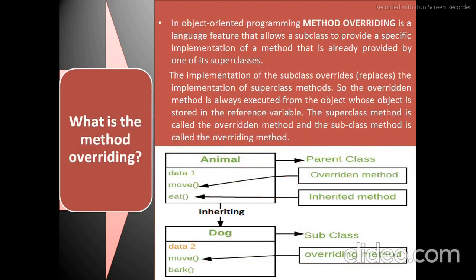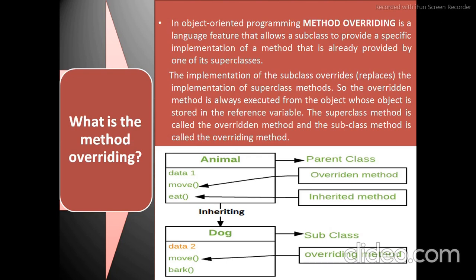Then comes the question, what is method overriding? In object-oriented programming, method overriding is a language feature that allows a subclass to provide a specific implementation of a method that is already provided by one of its superclasses. The implementation of the subclass overrides the implementation of the superclass method. So the overridden method is always executed from the object whose object is stored in the reference variable. The superclass method is called the overridden method and the subclass method is called the overriding method.